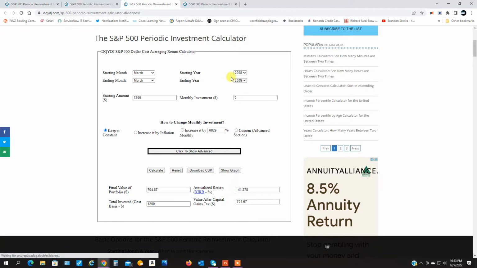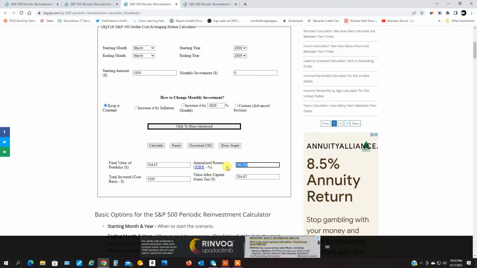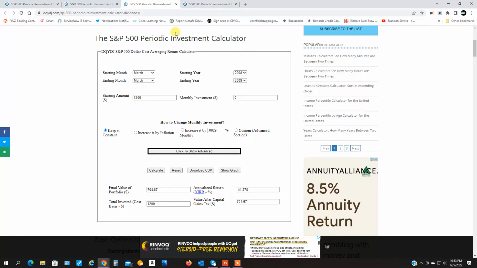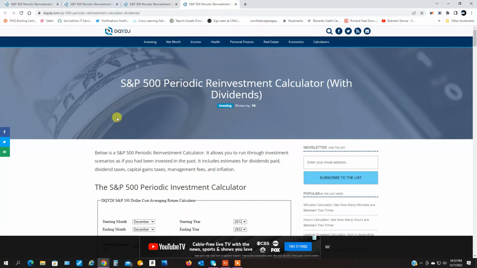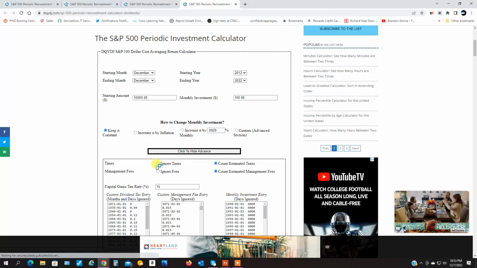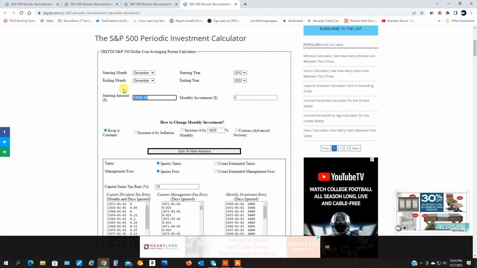Here we got March 2008 to March 2009. $1,200 turns into that. We lost over 41%. So I'm sure when we look at the long term, we're going to notice a big difference, right? So I'm going to do this from scratch just to make sure you know I'm not just making these numbers up. You can actually watch this.